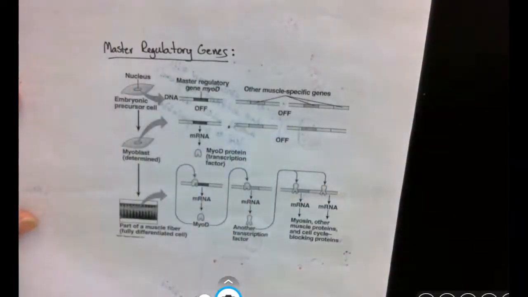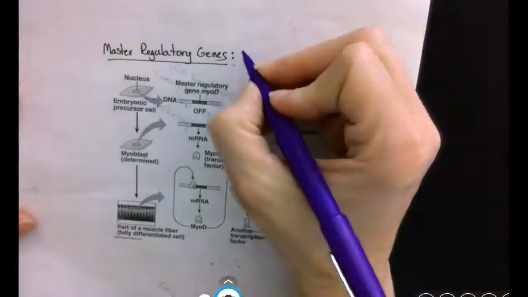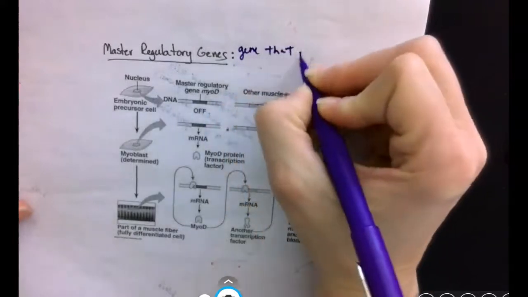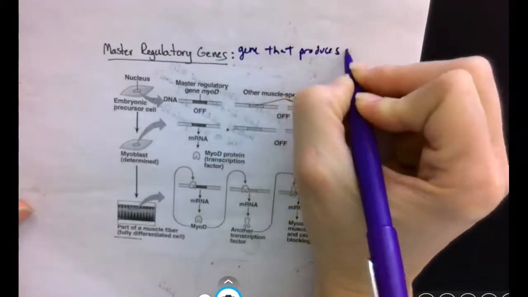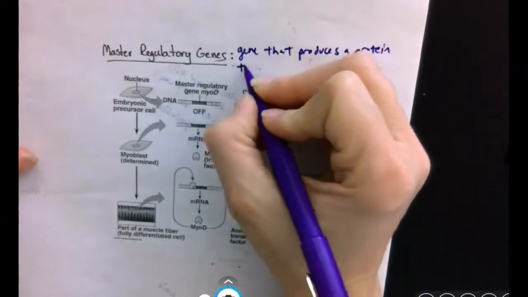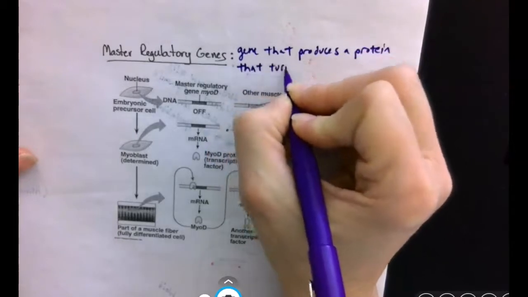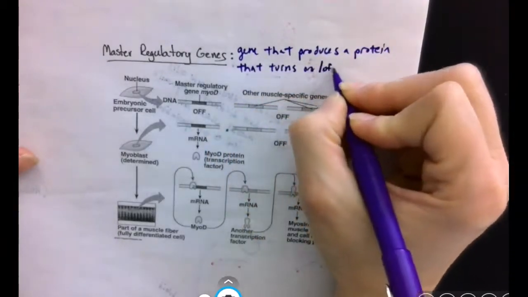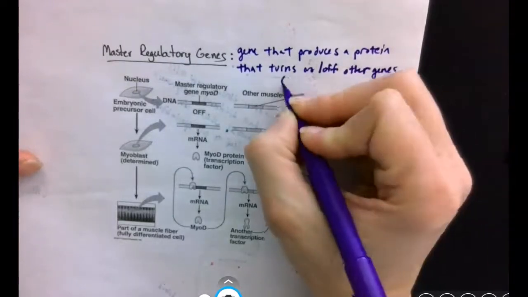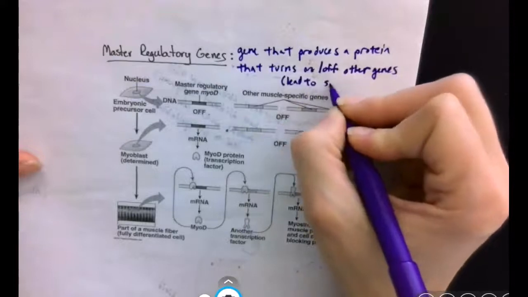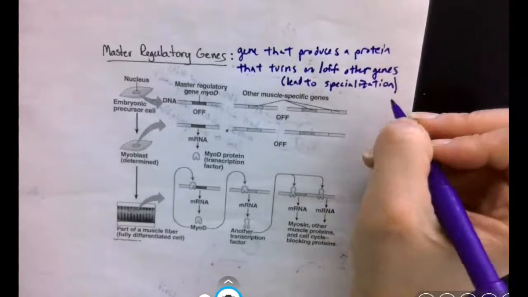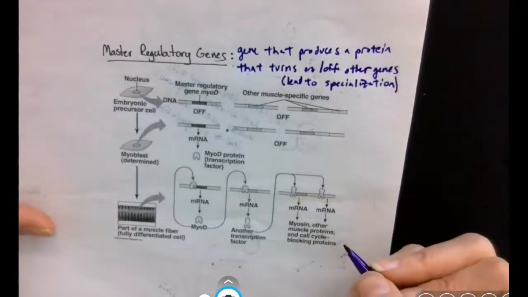So I said that homeotic or Hox genes are examples of master regulatory genes. But what is a master regulatory gene? A master regulatory gene is a gene that produces a protein that turns on or off other genes, which can lead to specialization, meaning the cell becomes a neuron or a red blood cell or something like this.